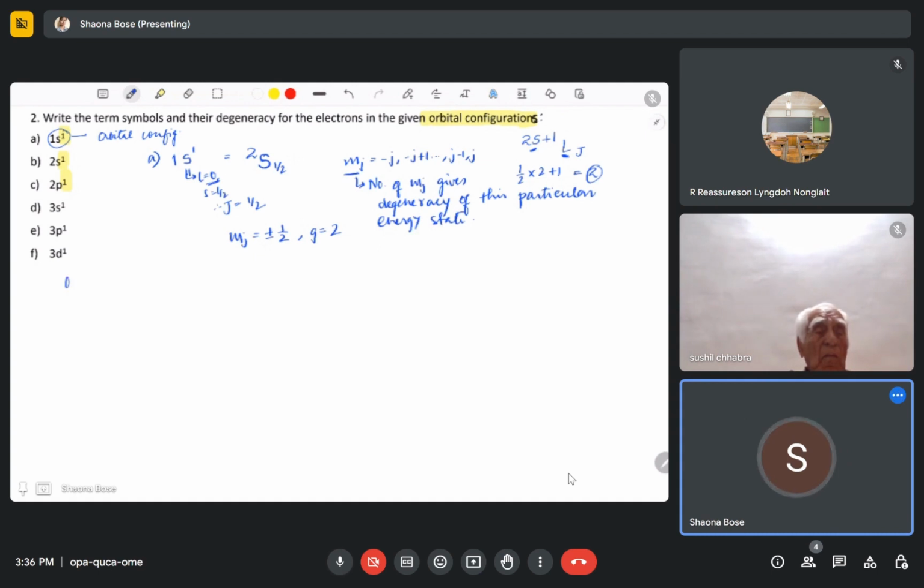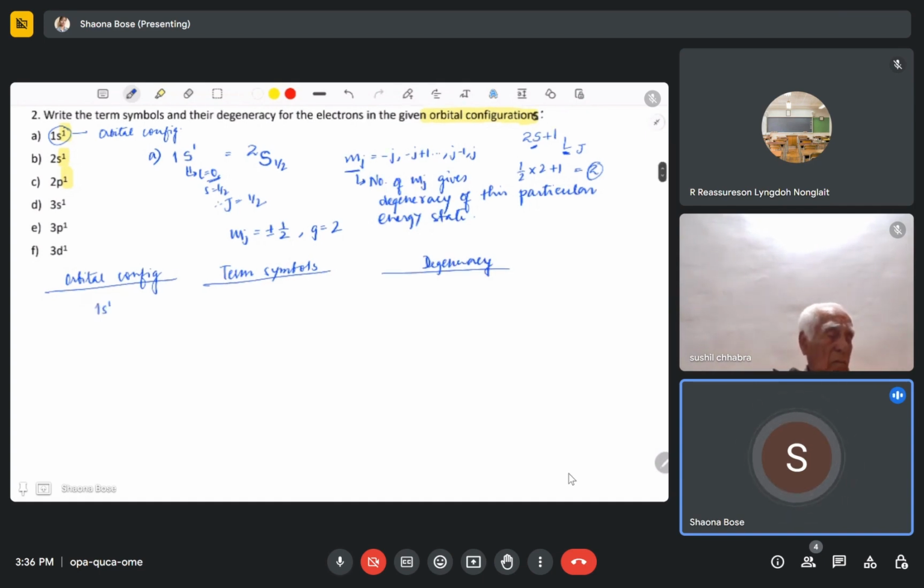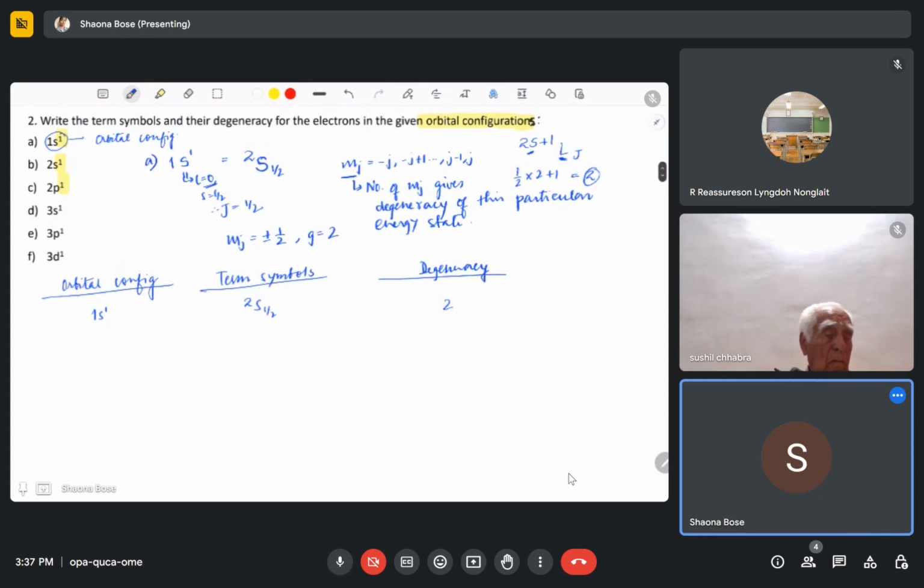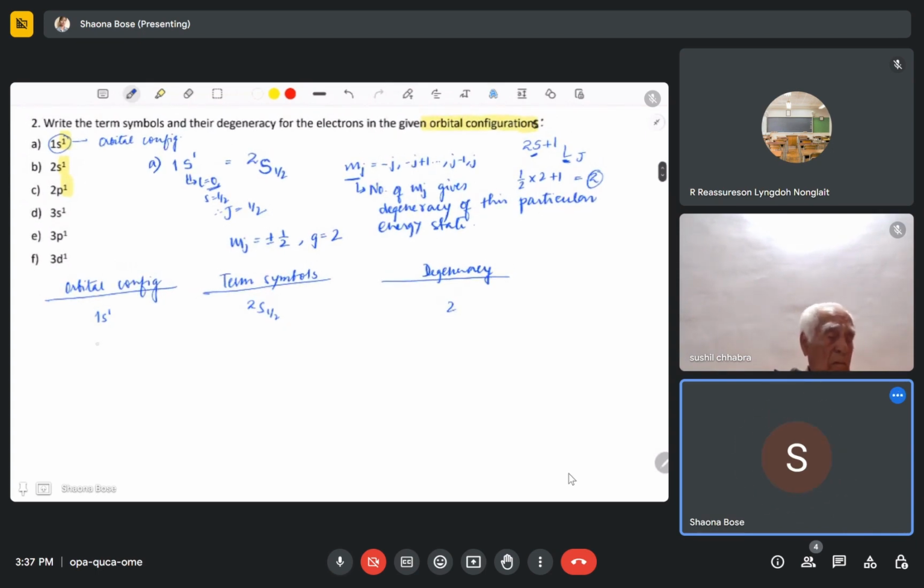So let me make a table. I have my orbital configuration in the first column, then the term symbols, and then degeneracy. So the first one is 1s1, so my term symbol is 2S half, degeneracy 2. So what about the next one, 2s1?